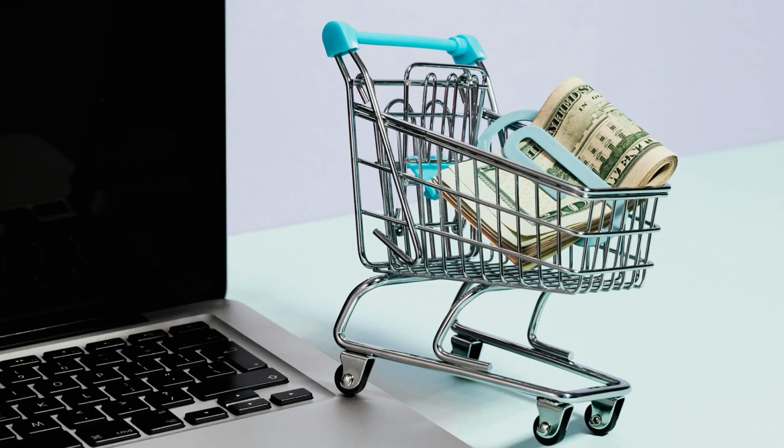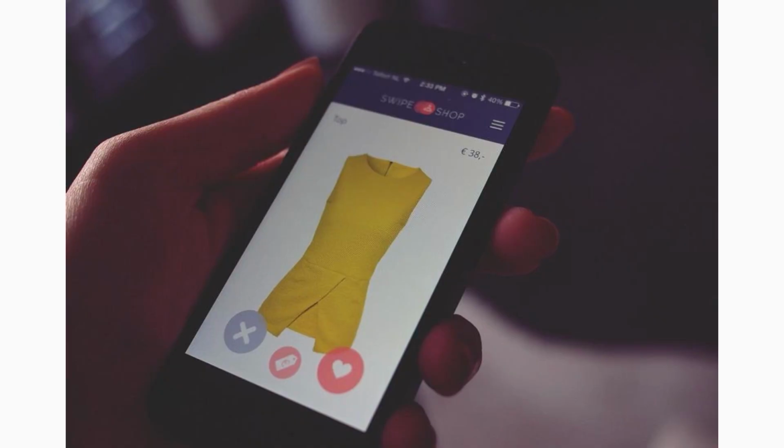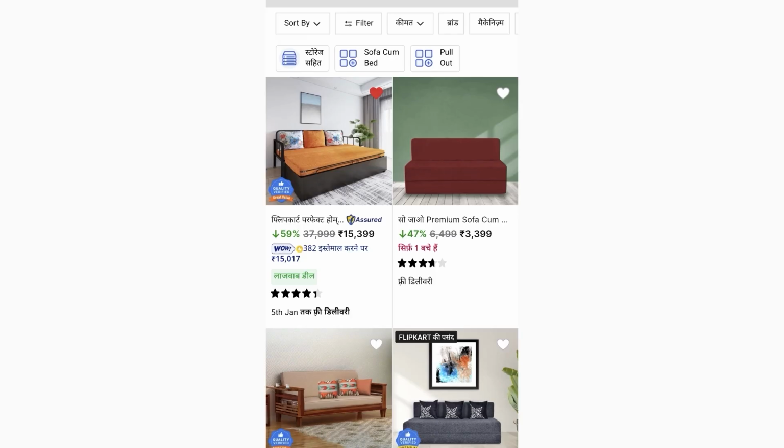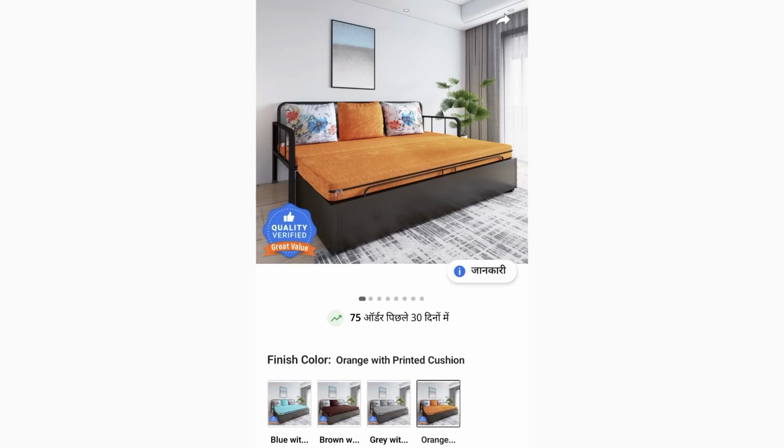Can your product solve a problem for digital shoppers? What makes your product stand out online? Does it have unique features that appeal to online buyers? How will you communicate these benefits in an online format, such as through images, descriptions, or videos?